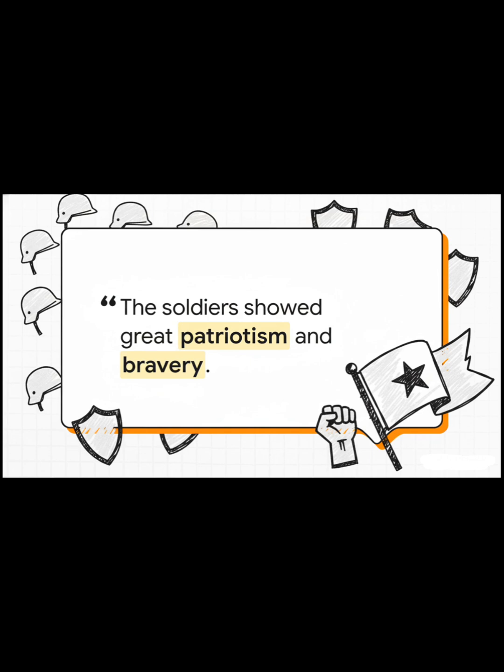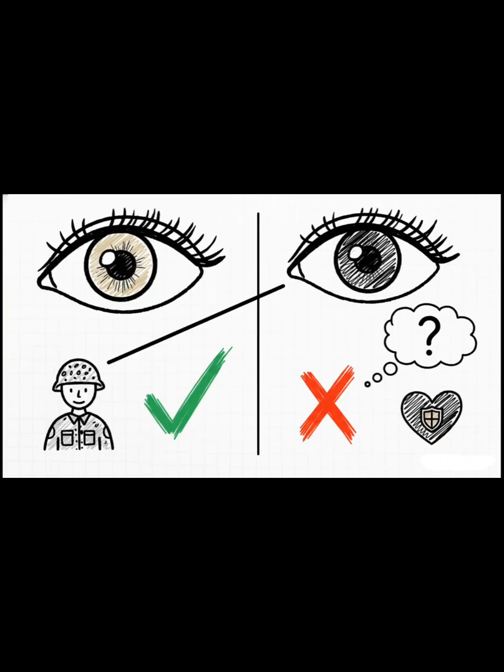Okay, soldiers is a noun, we can see. But what about patriotism and bravery? You can't exactly hold those in your hand, can you? They're abstract nouns. And that really is the easiest way to think about it. You can see a soldier, you can point to one, but you can't see bravery itself. You only see the actions that show someone is brave. That's the core difference between a concrete noun and an abstract one.